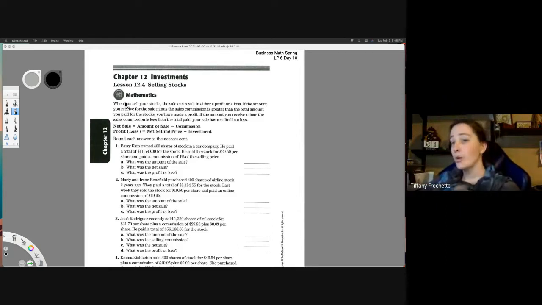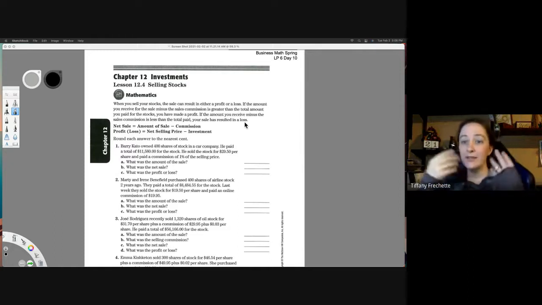So again, always make sure you're reading your textbook, going through the examples. Don't just jump straight into the worksheet and start doing that. Make sure you're looking through the textbook and getting what you need from that. They always give us this little summary here. When you sell your stocks, the sale can result in either a profit or a loss. If the amount you received for the sale minus the sales commission is greater than the total amount you paid for the stocks, you may have a profit. If the amount you received minus the commission is less than the total, your sale has resulted in a loss. So it just depends on which situation you have.